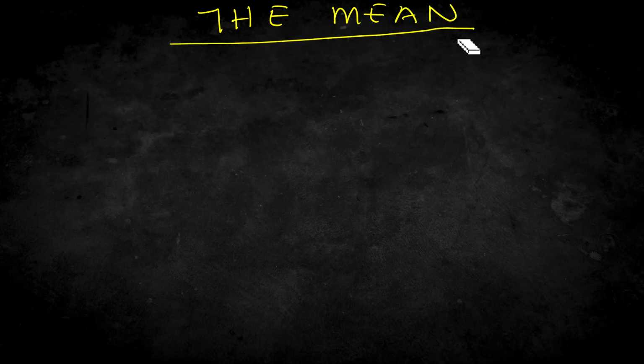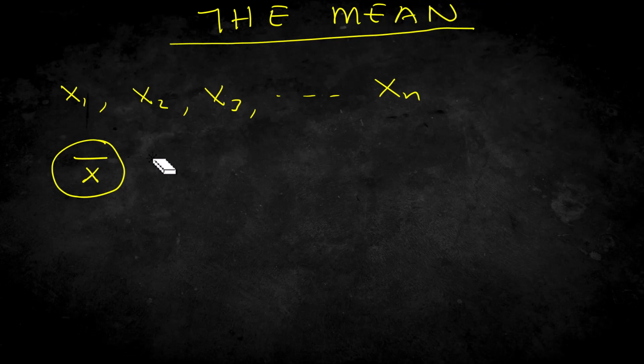Okay, let's talk about the mean. Remember, mean is one of the measures of central tendency. Very important. So the mean of a set of numbers x1, x2, x3 up to xn is denoted by x bar. This one is the symbol for mean.